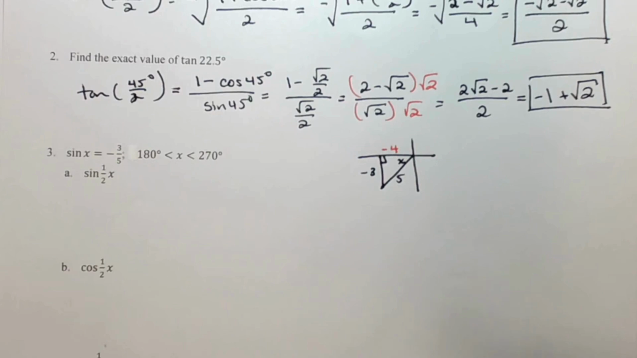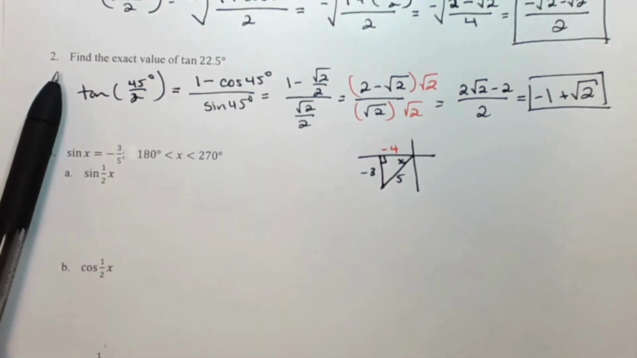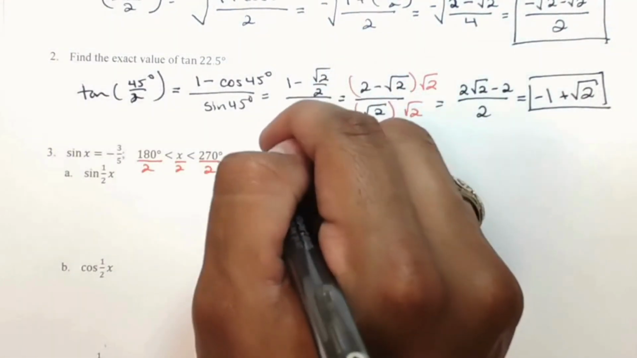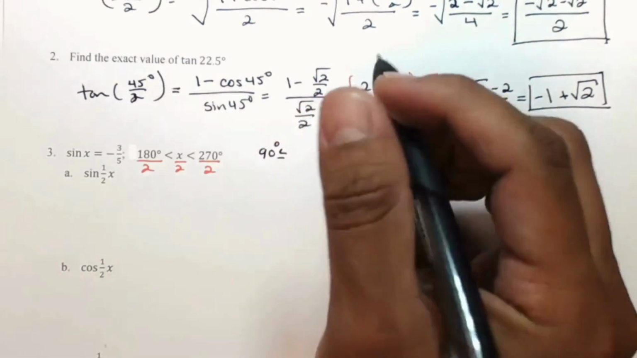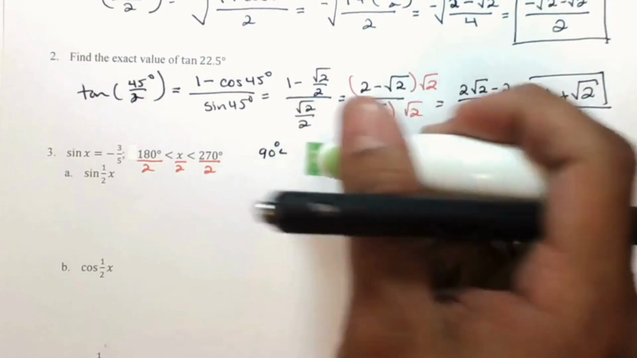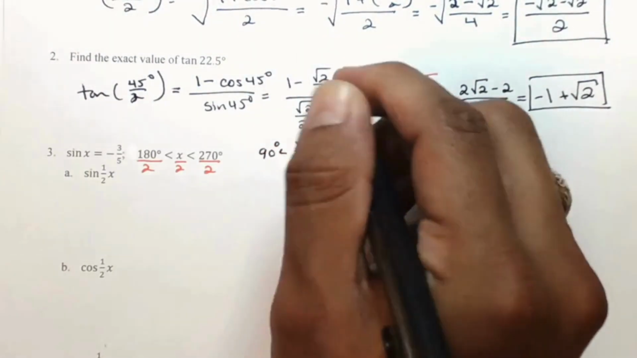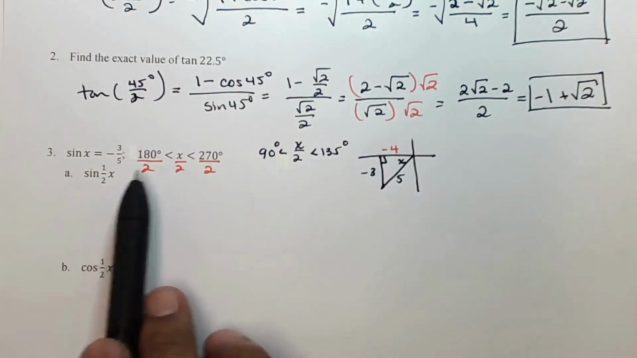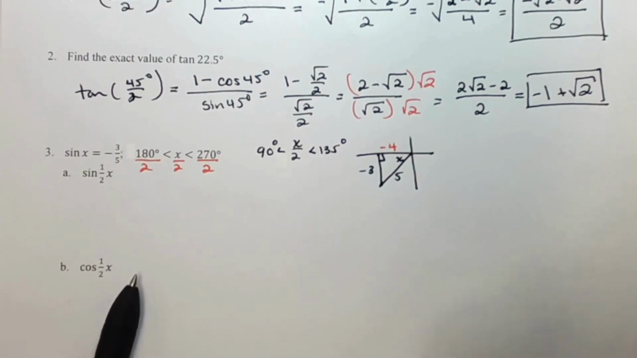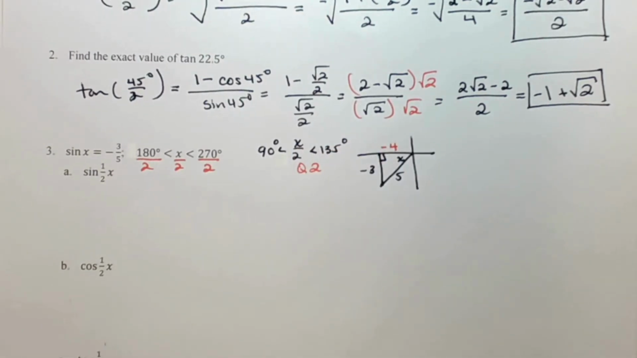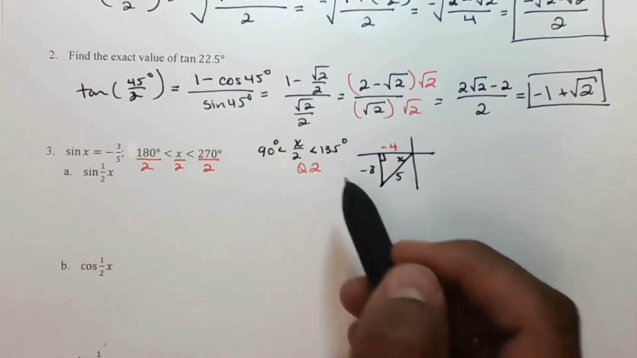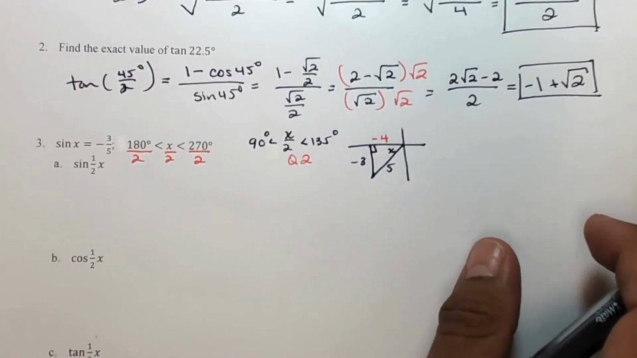So x is between 180 and 270. We need to figure out where this 1/2 x is. So I need to divide everything in this range by 2 to figure out where half of x is. Since x is between 180 and 270, and strictly less than, half of x is between 90 and 135. That means since x is in quadrant 3, half of x is actually in quadrant 2. That's where 90 and 135 is. So we have to make sure that with these three trig functions, we take into consideration that our answers are going to be in quadrant 2.